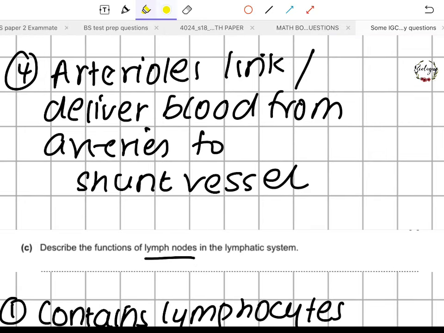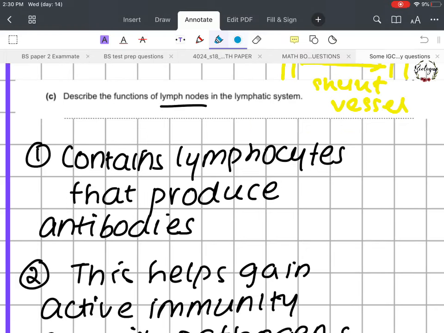Now the last one, arterioles deliver blood from the arteries to the shunt vessel, right? We know that the artery and the venule are connected by the shunt vessel. So how is it connected? There are branches from the artery called arterioles. This arteriole connects to the shunt vessel directly. There is no need for capillaries. It directly bypasses the capillaries. That's why we are using a shunt vessel to directly connect the arteries to the veins by connecting the arterioles to the venules. Okay, moving on to the next question.